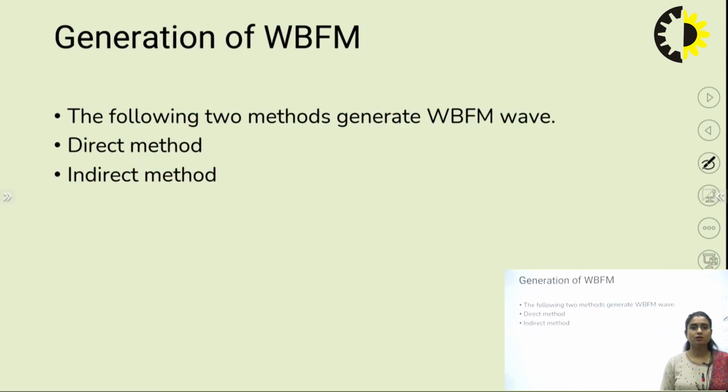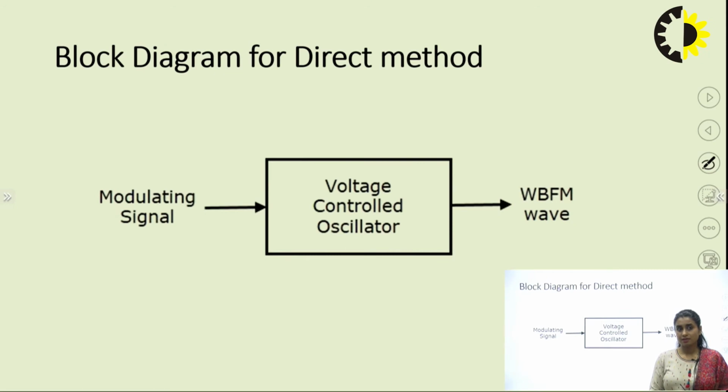Now, if I talk about generation of wideband FM, there are two ways of generating it. Either I use a voltage controlled oscillator, and that method is called the direct method, or I use the indirect method, which is also called the Armstrong method. Let's see. In the direct method, what do I do?